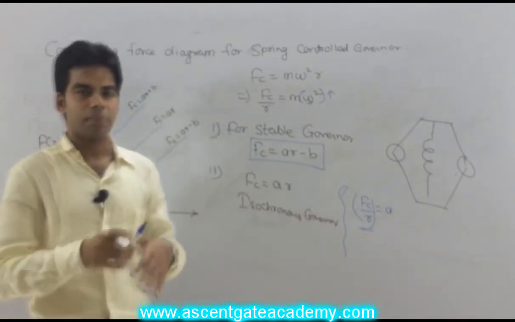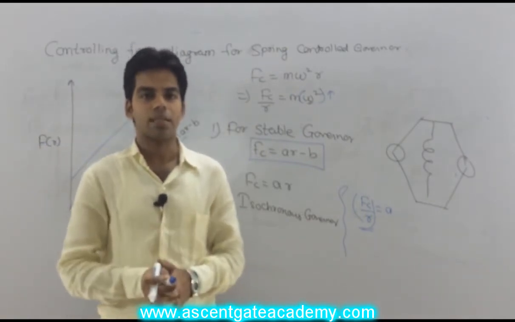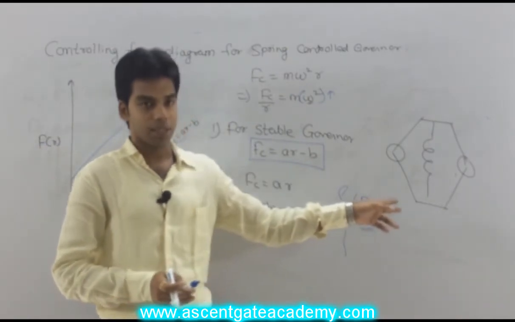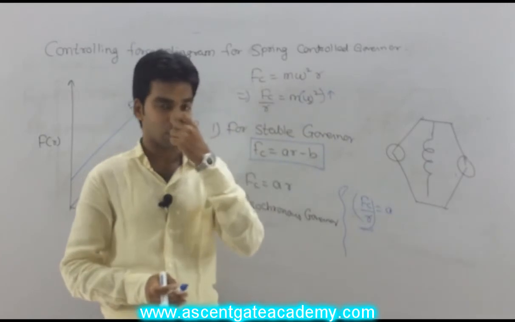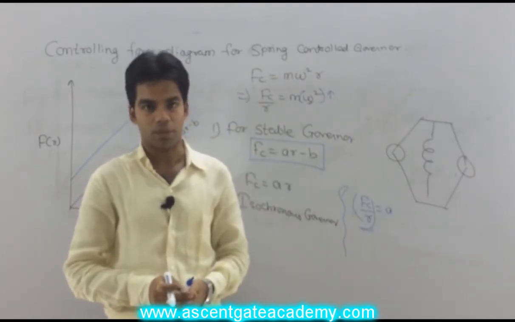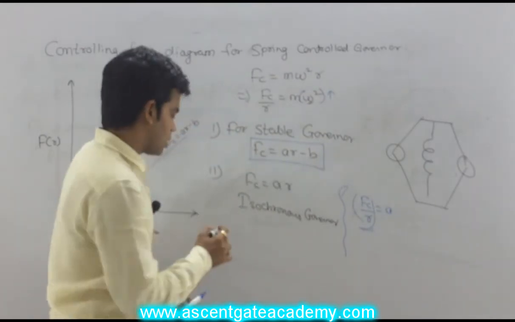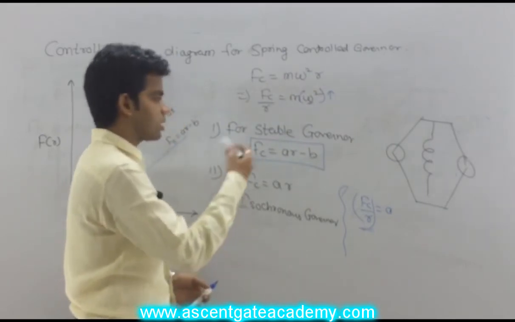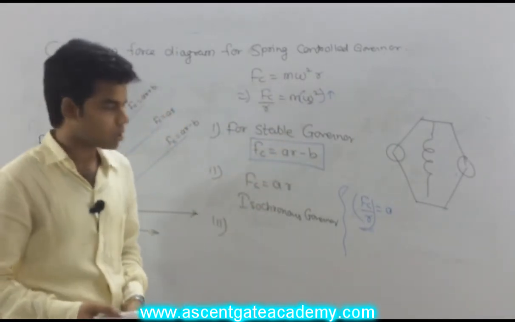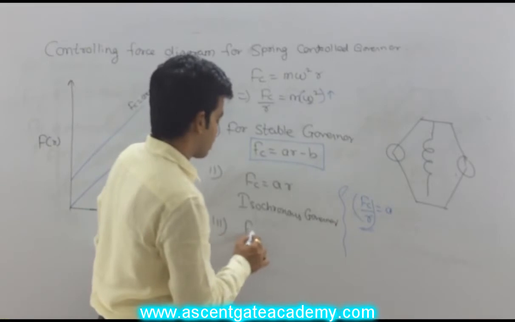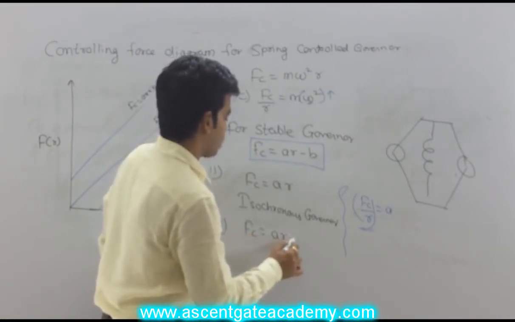Whether I am increasing the radius or decreasing the radius, this Fc by R remains constant. That means the speed remains constant. So, this is the condition for an isochronous governor. And further, if the value of B is increased and made positive, then we will get the equation Fc is equal to A into R plus B.